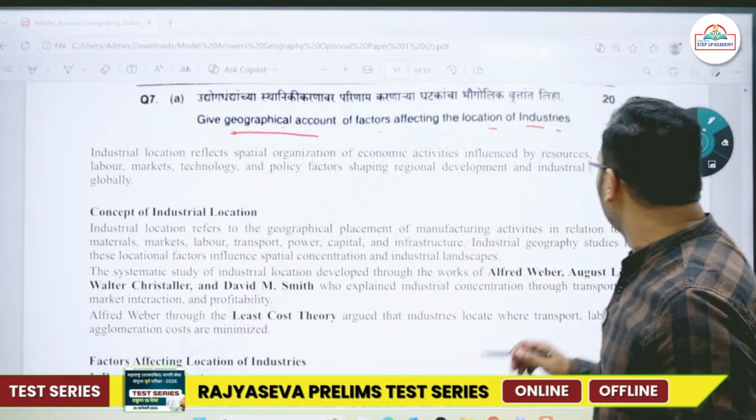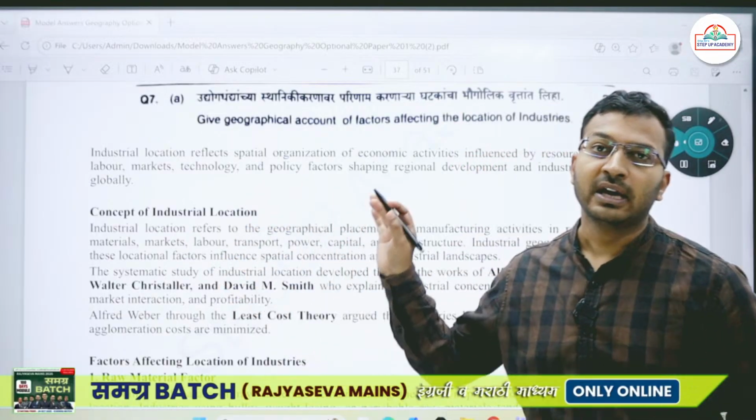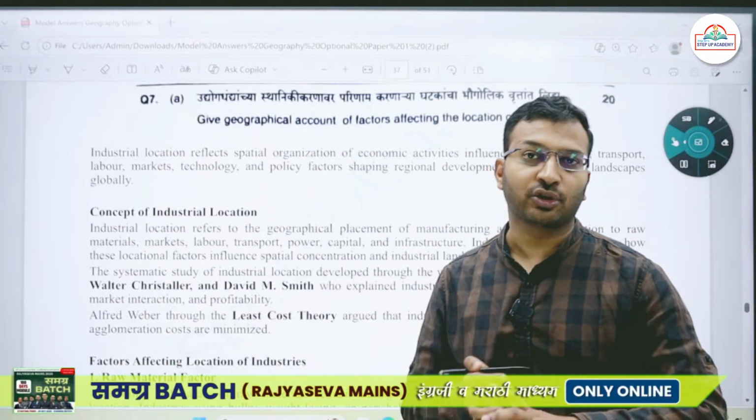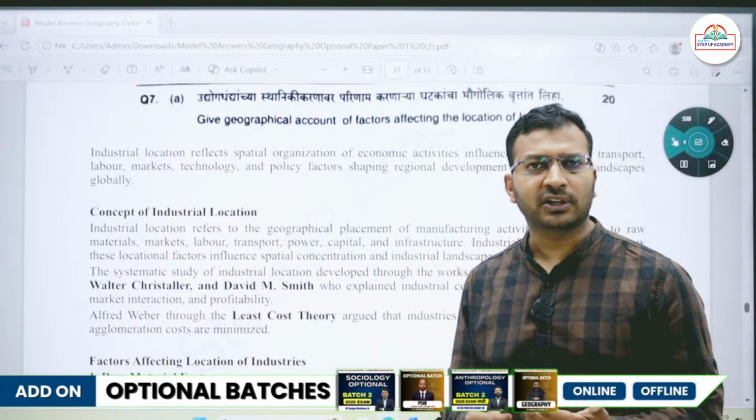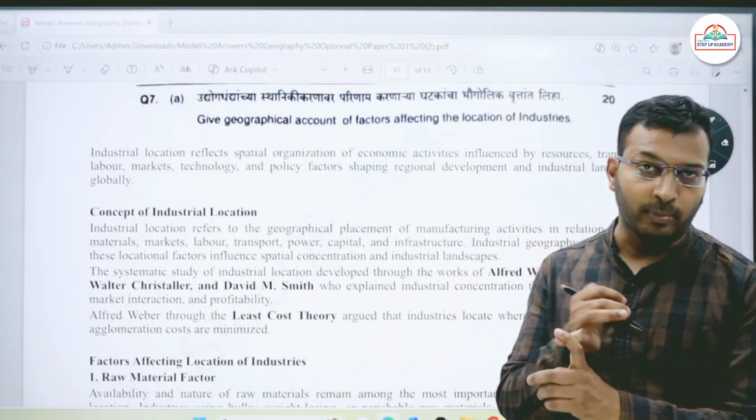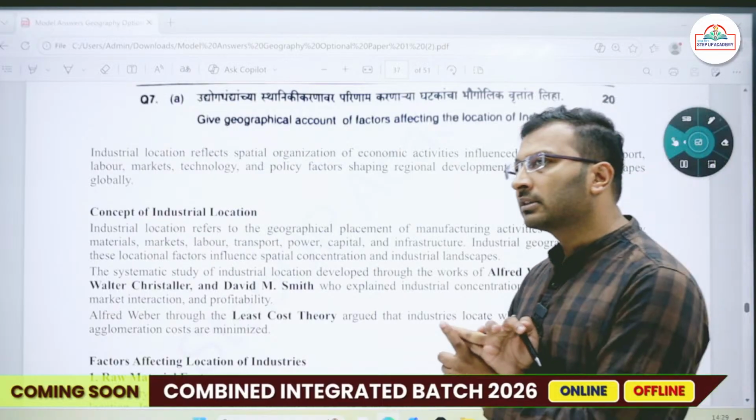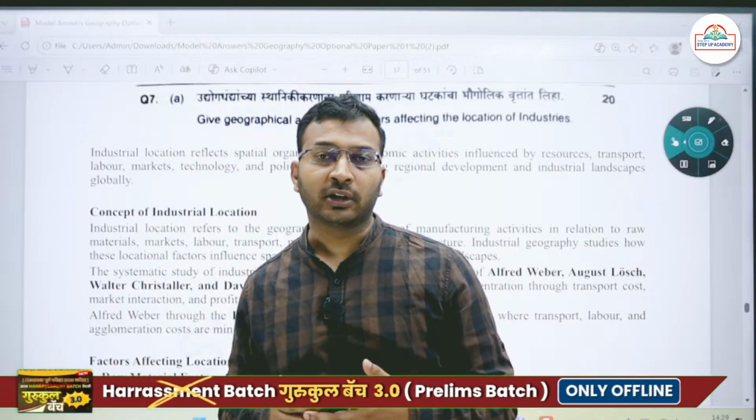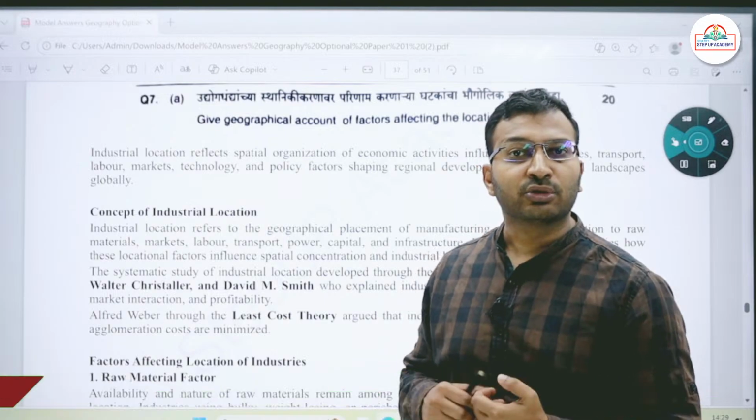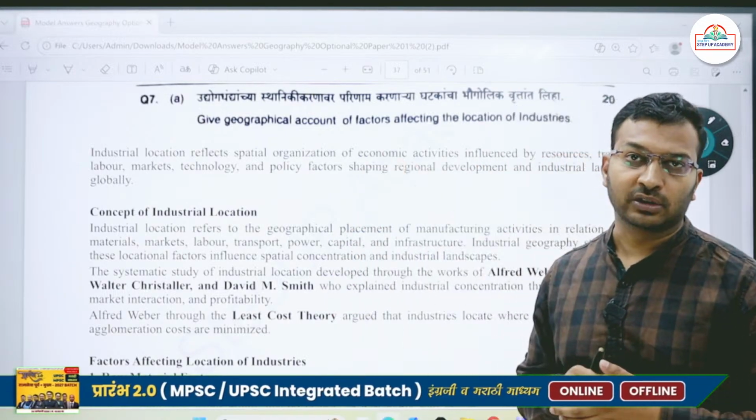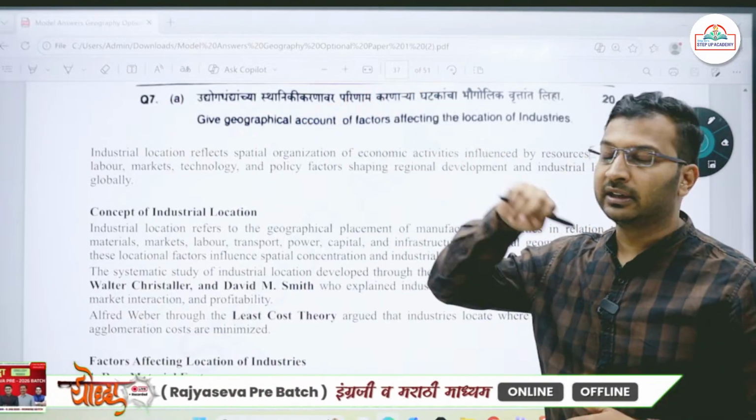So let's talk about industrial location. Industrial locations are nothing but the spatial organization of economic activities, and here it is asking about the factors. There are different factors which affect the location of industries. For example, the raw material, that is the resources, then the transportation facilities that are available. Nowadays we often hear in the news about dedicated freight corridors and expressways. They are nothing but transportation networks. The more efficient the transportation networks, the more industries will be located around them.